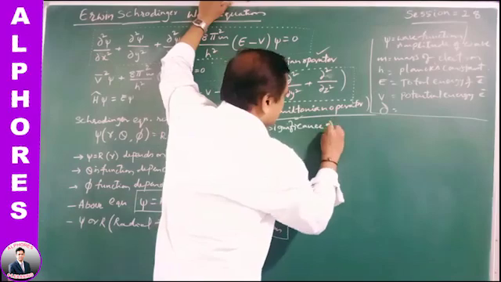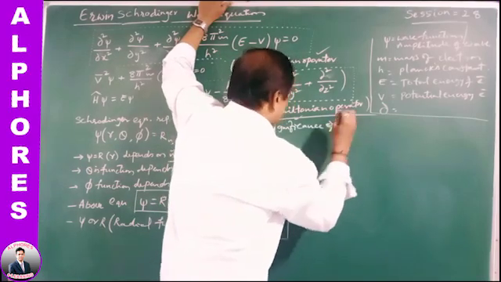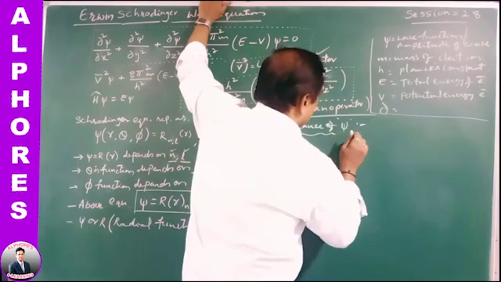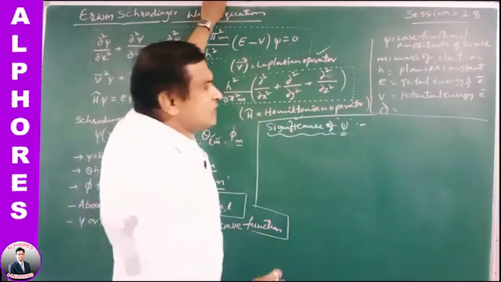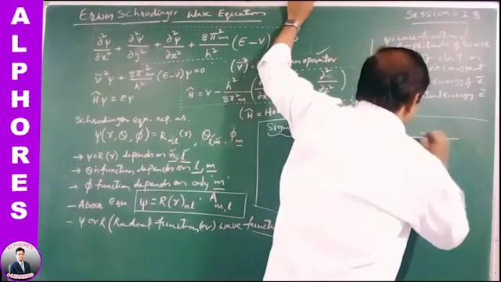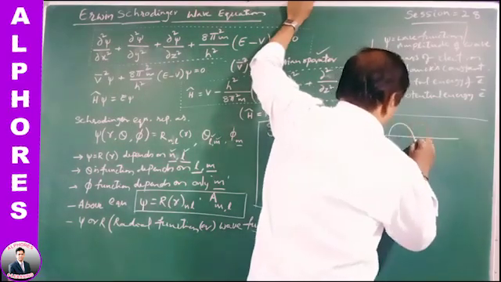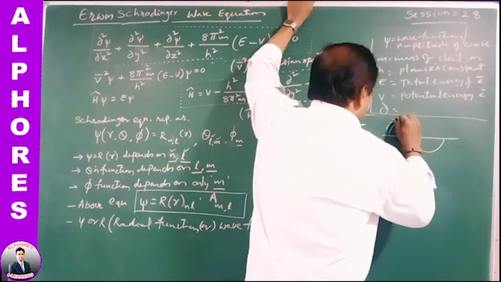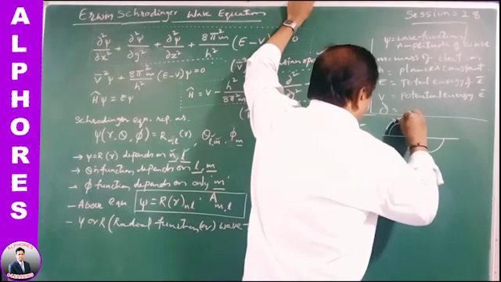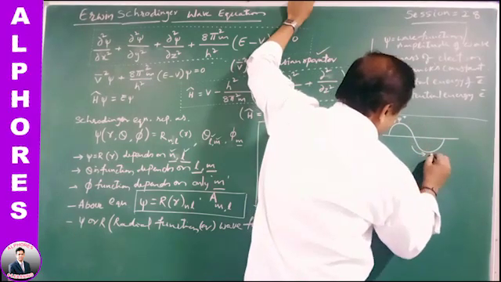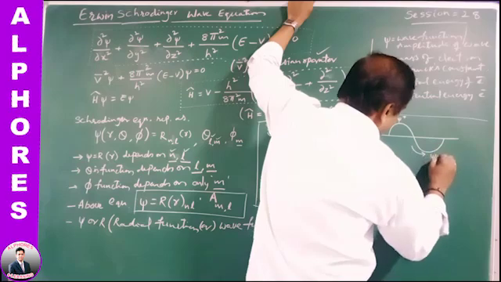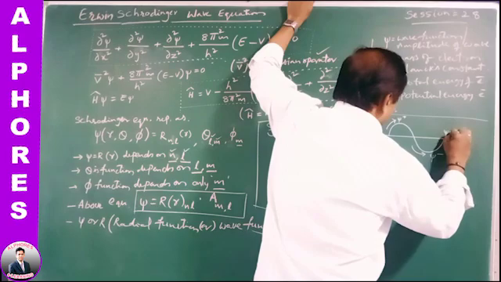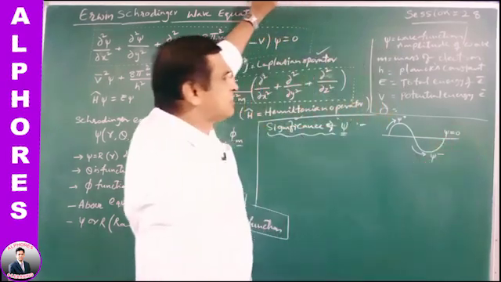Significance of psi. What is that psi significance? Let us see this. Above the plane, the psi is positive. Below the plane, the psi is negative. Along the plane, psi is equal to 0.